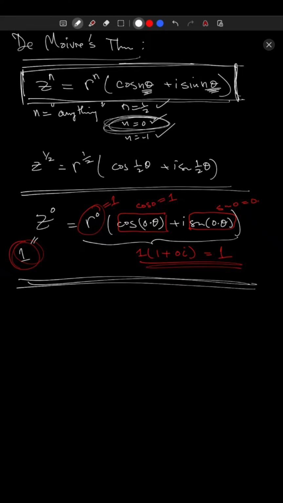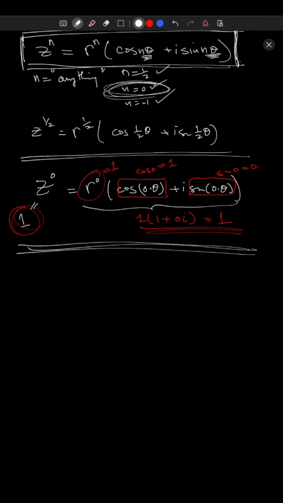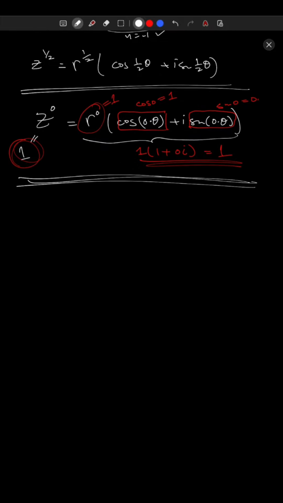All right, it's always good to kind of check these for a few simple examples to see if everything, in a way, makes sense. All right, in any case, let's get to the meat of this section, which is the application of de Moivre's theorem, which is solving powers.